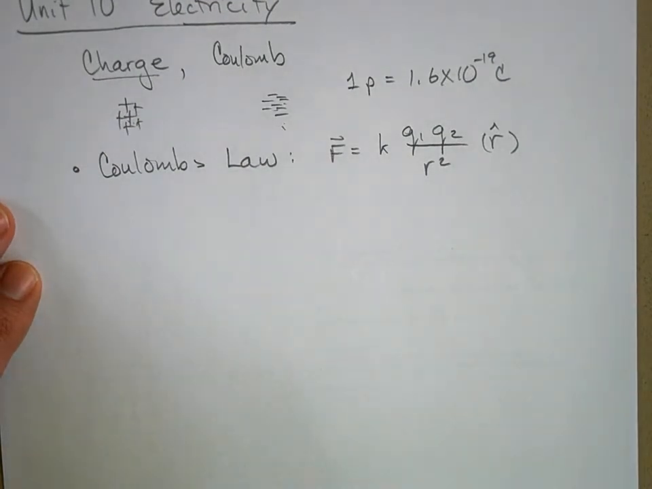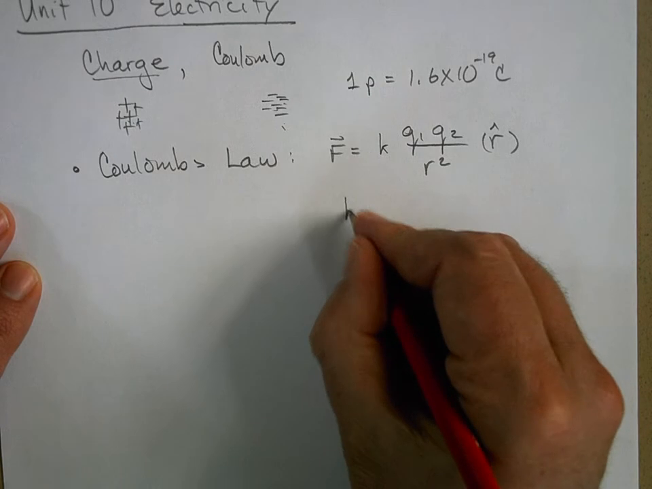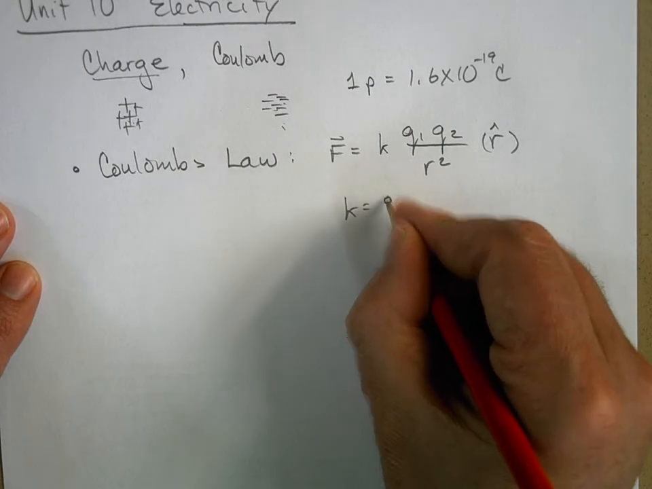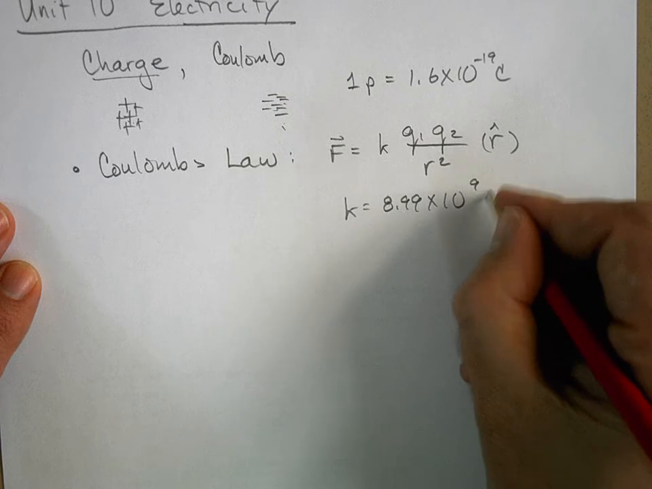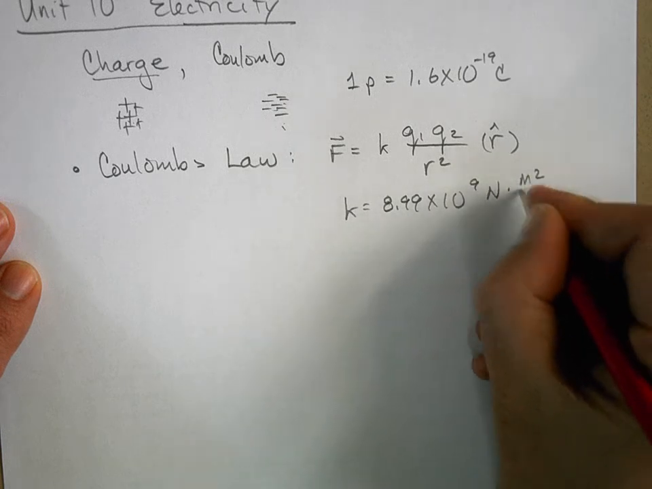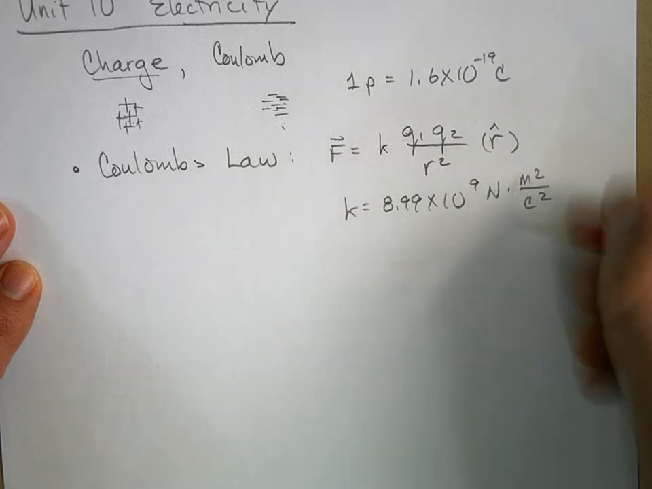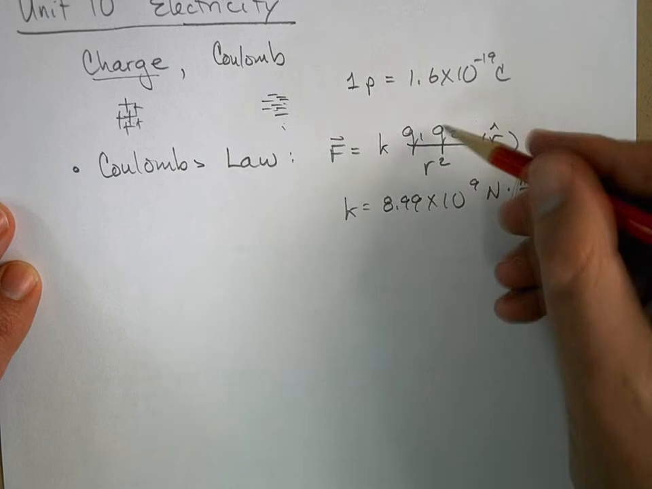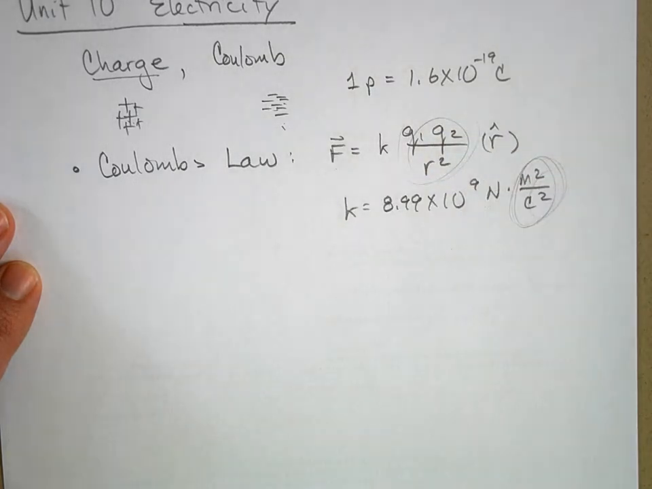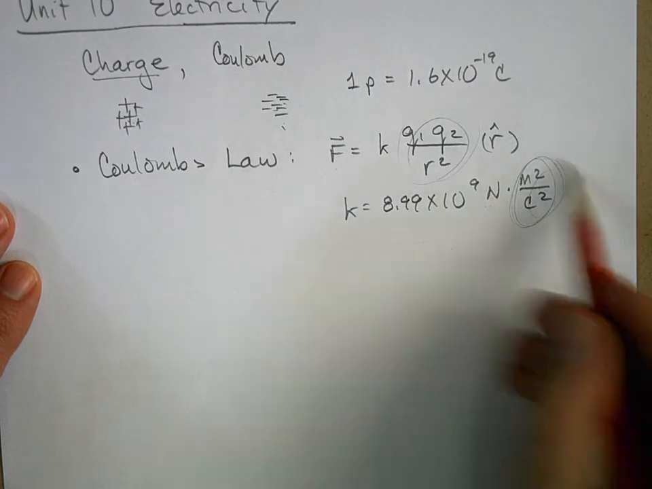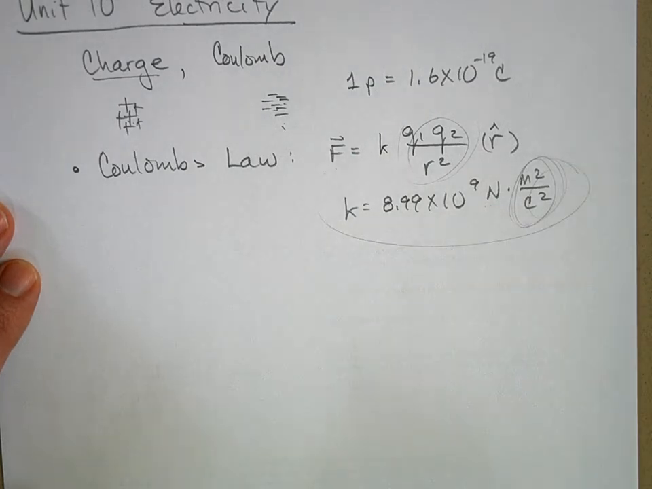And what is K? It is 8.99 times 10 to the 9 newton meter squared per coulomb squared. These units cancel out with these to leave newtons, because that's what force is measured in. And this is a property of our universe. Turns out electric force is pretty strong.